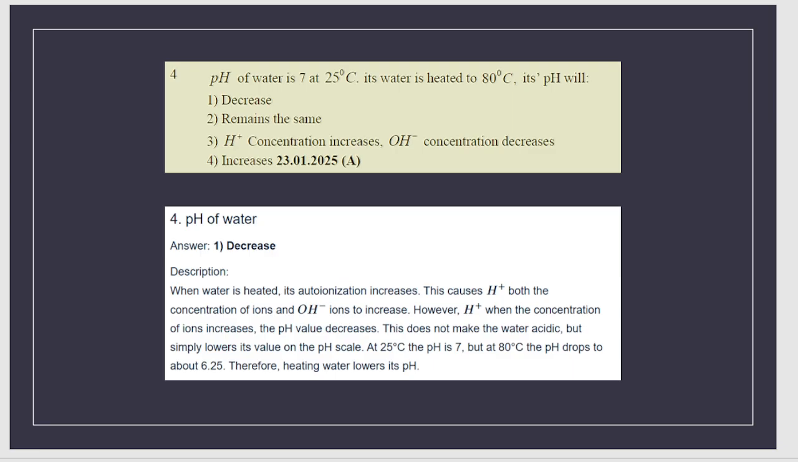At about 80 degrees centigrade, the Kw value will be 10 to the power of minus 13, and hence the H plus ion concentration will be around 10 to the power of minus 6.5, and hence pH will be around 6.5. That means it decreases from 7 to 6.5 when we heat the water. Okay, you can check the solution also. Anyhow, the option is 1 as the pH decreases.